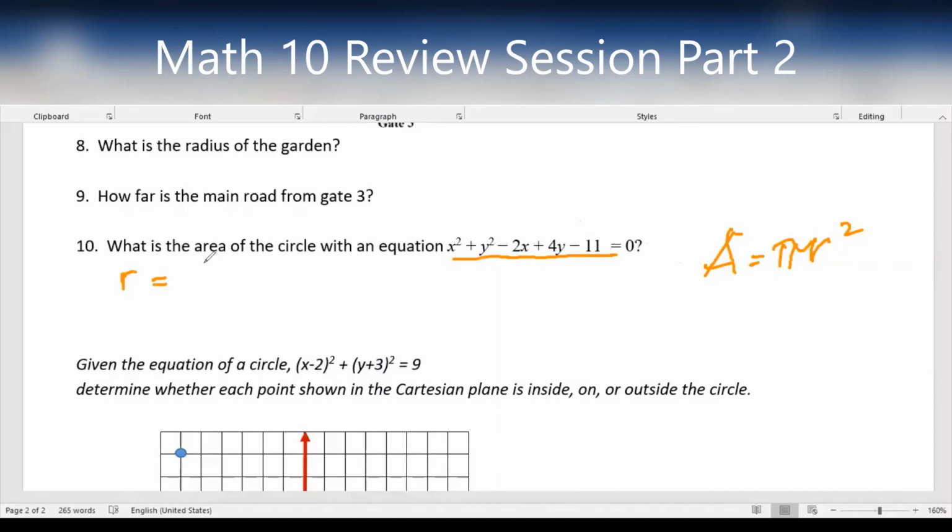Of course, to do that, you need to change the problem into standard form. Kasi your goal is to look for the radius. Sige, gawin mo na yun sa Scratch. And then chat what is your radius.